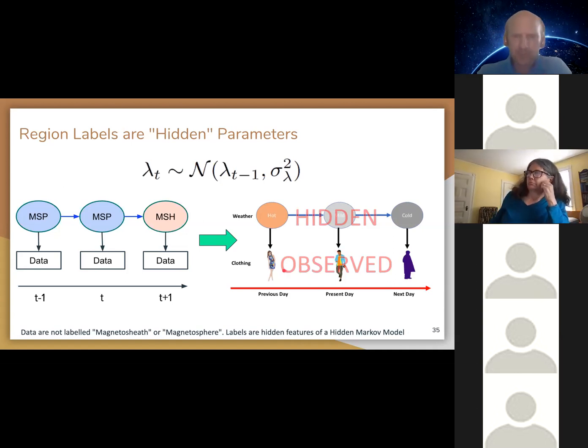So based on the observed data, we can label our hidden variable, the weather, as being hot, cold, mild, rainy, whatever. And in a similar manner, our data is everything that the CITL is looking at. And from that, we have to infer the label given to it. Where are we? The magnetosphere, the magnetosheath, the magnetopause, or what? And our hidden Markov model will help us with that.